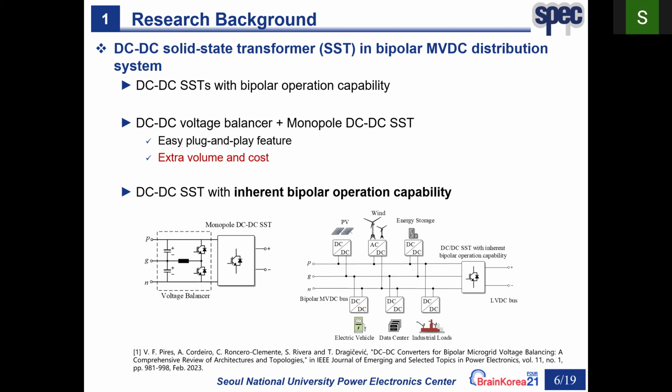Despite the simplicity in power regulation and the plug-and-play feature, it requires an extra medium voltage power electronics converter, which will introduce considerable volume and cost. Therefore, the second approach, which is to use a DC-DC SST with inherent bipolar operation capability, tends to be a more attractive solution.